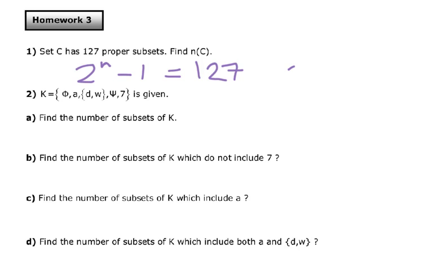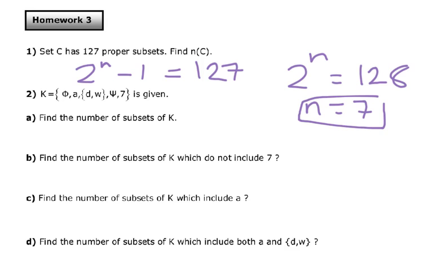So if we add 1 to both sides, we end up with 2 to the power n equals 128, and n is going to equal 7. Number 2, find the number of subsets of K. Now K, how many elements have we got? We've got 5 separate elements, so we must have 2 to the power of 5 subsets, obviously 32.